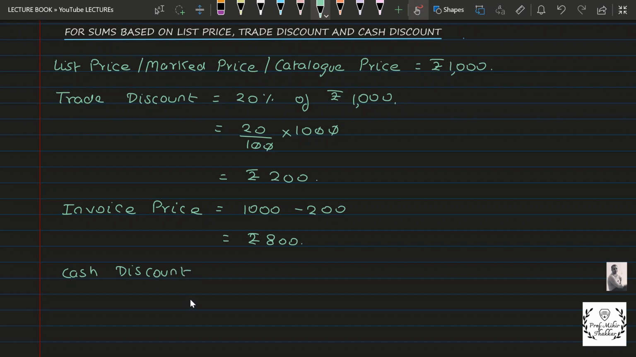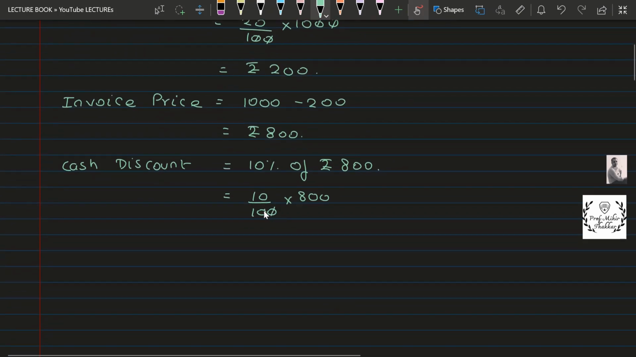When I say further 10% discount for the payment in cash, that is called cash discount. But remember guys, the further discount is given on the invoice price, and it is not given on the catalog price or the mark price, because we are saying it is a further discount. It is not the actual discount. Actual discount was 200. Now further discount is 10%. So it will be 10% of rupees 800, which is equal to 10 upon 100 multiplied by 800.